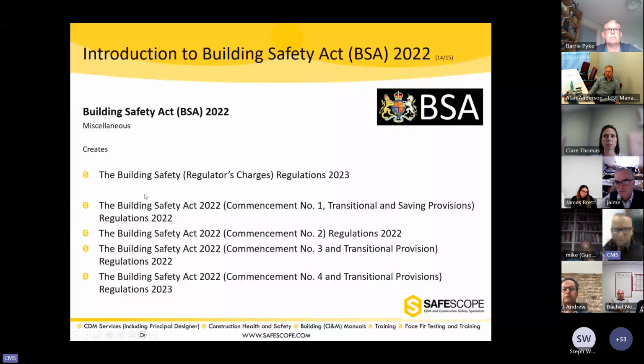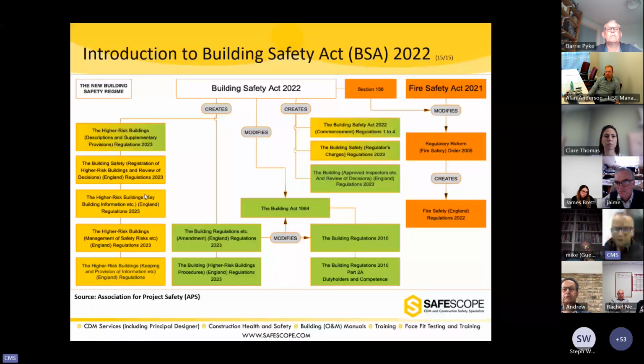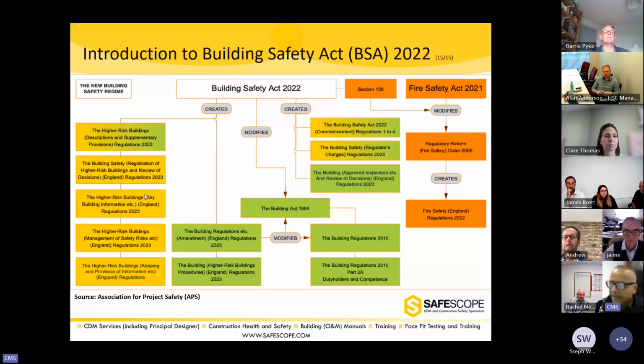If you can see the diagram now on your screens, it will show you, on the yellow, left-hand side of the diagram, what relates to the higher risk building side of things. You can see the different regulations that have been created that relate to higher risk buildings. Now, if we stick with the left-hand side and come down straight, you can see in green it has an impact on the building regulations.